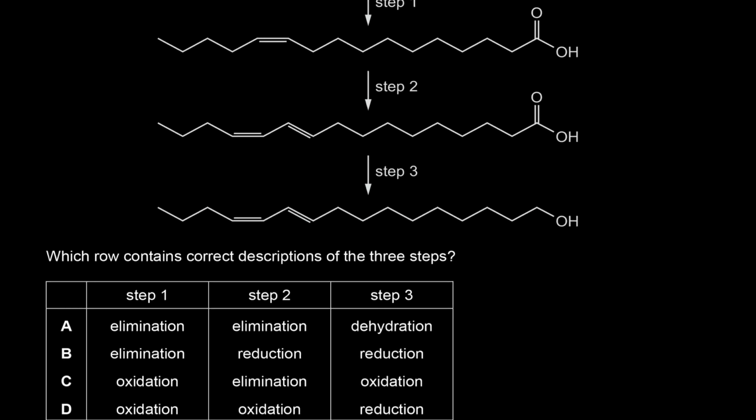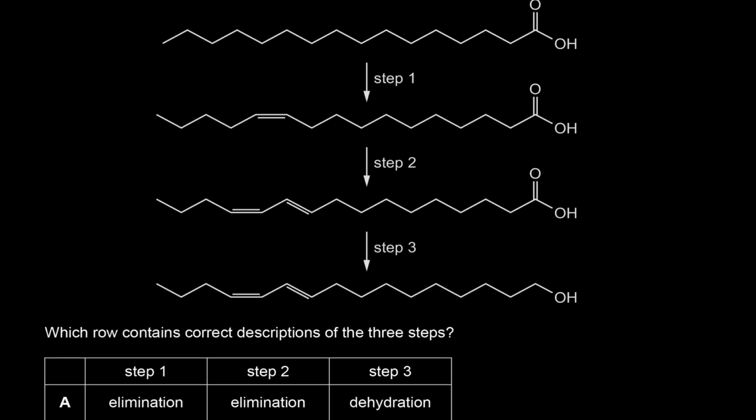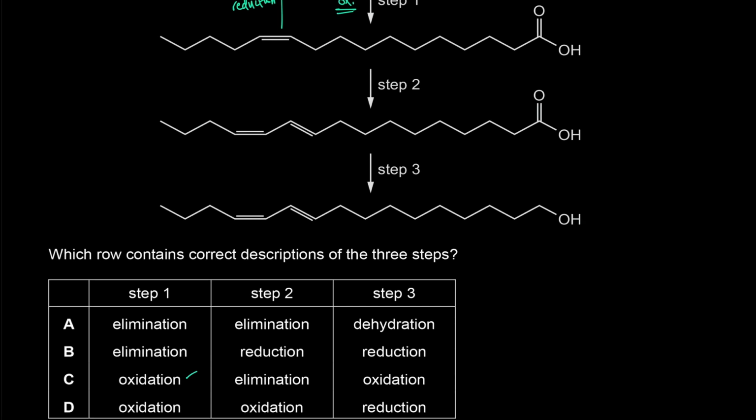Now, if you look at the first step over here, in the first step, we're removing hydrogen. Now, if you guys remember, the addition of hydrogen was called reduction, right? When we converted a double bond, if you guys remember, we added H2. So the reverse reaction, step 1, would be called oxidation, right? So step 1 can be classified as an oxidation reaction. Okay, so that leaves us with C and D.